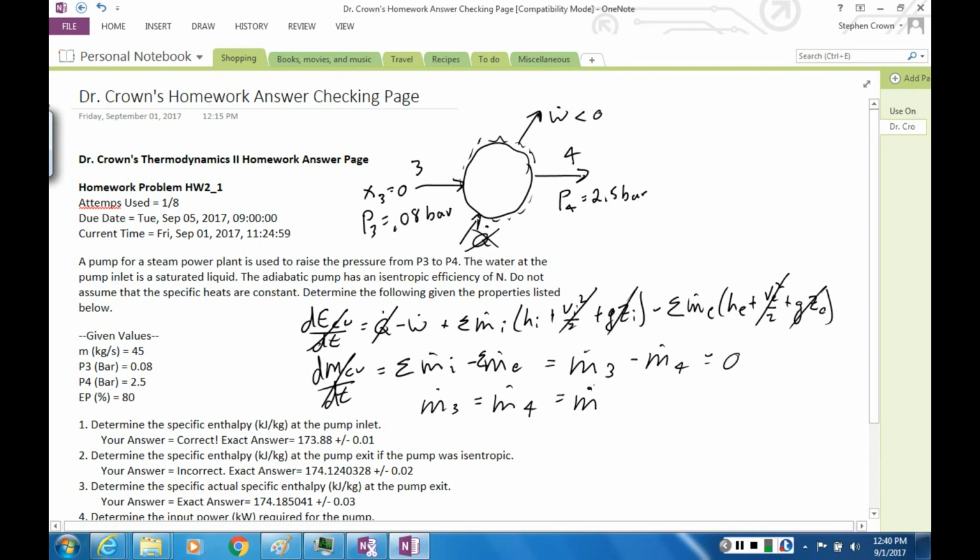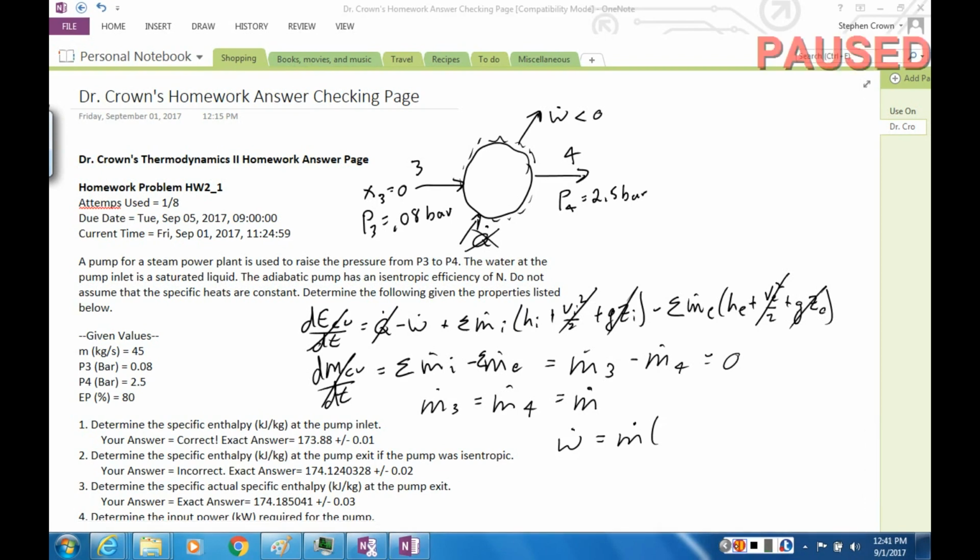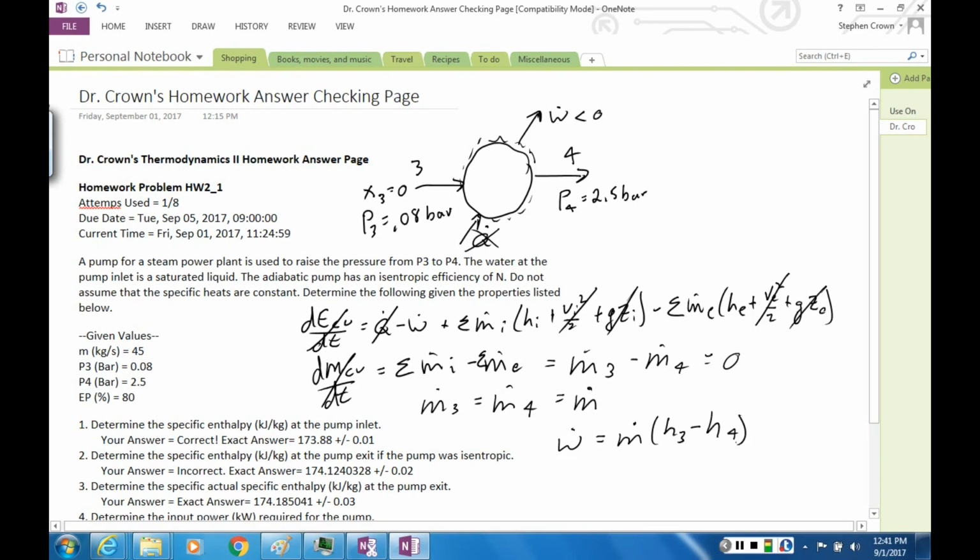So finally, putting these two equations together, we get that W dot equals m dot times (h inlet, which is h3, minus the exit, h4). Now the mass flow rate is 45 kilograms per second. H3 we can get from the tables with the quality and the pressure known.